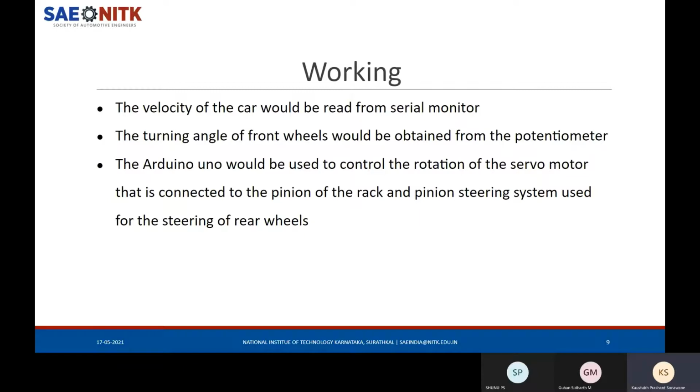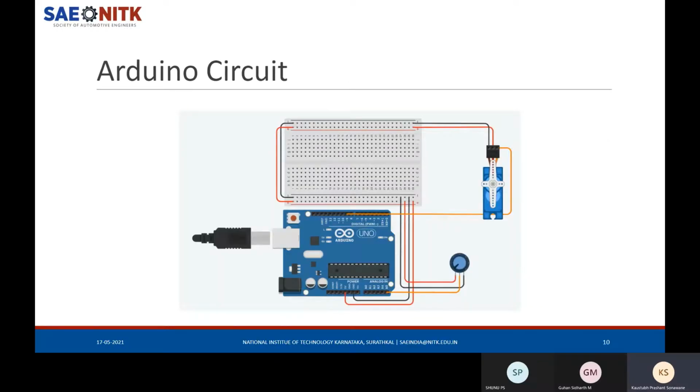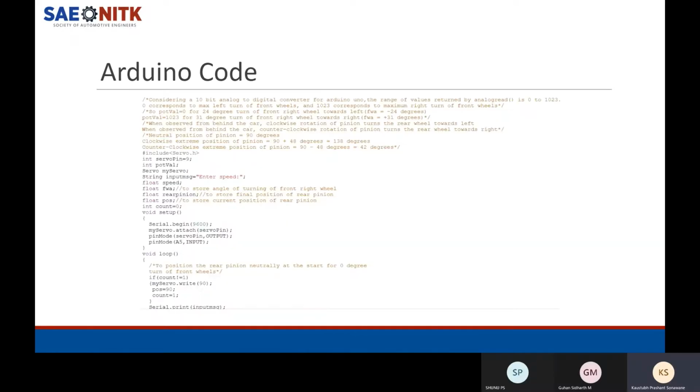The working is that the velocity of the car is read from the serial monitor. The turning angle of the front wheels is obtained from the potentiometer. The Arduino Uno controls the rotation of the servo motor that is connected to the pinion of the rack and pinion steering system used for steering the rear wheels. Here we have the Arduino circuit. We have one input component, which is the potentiometer, and one output component, which is the servo motor.